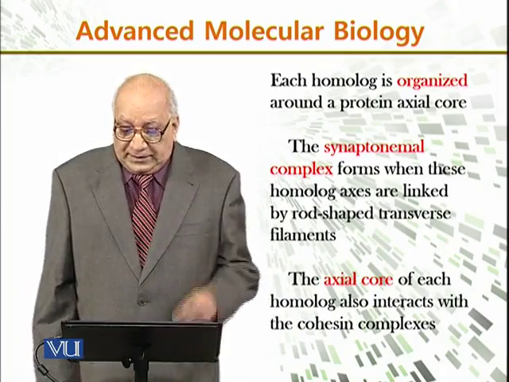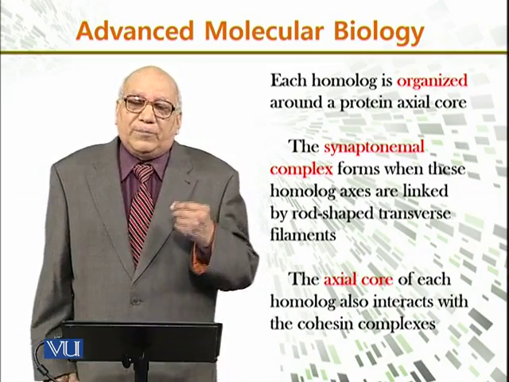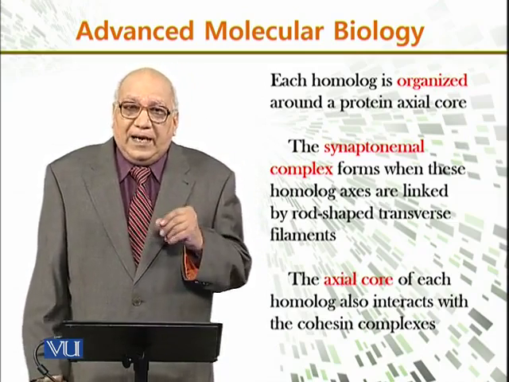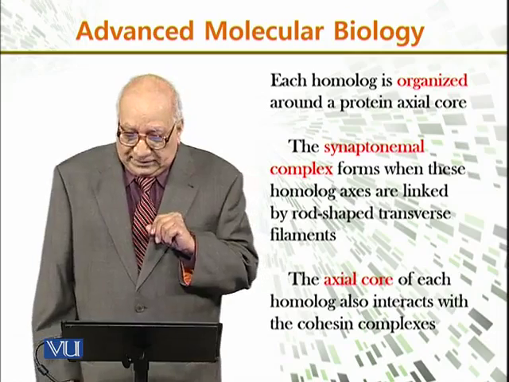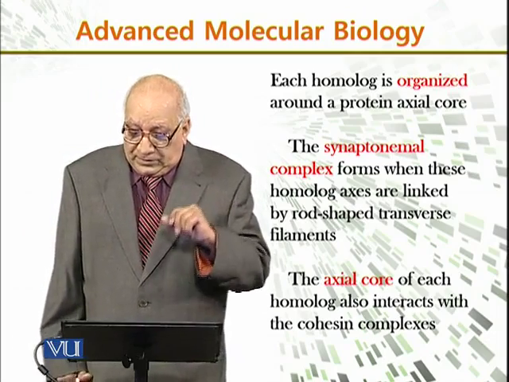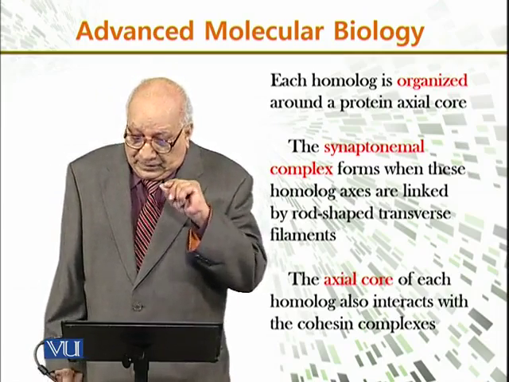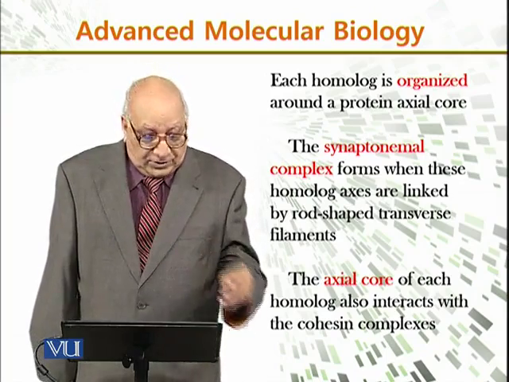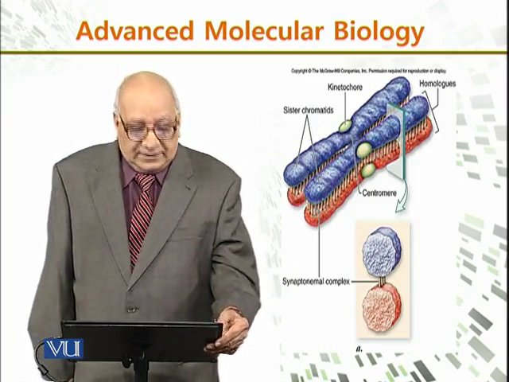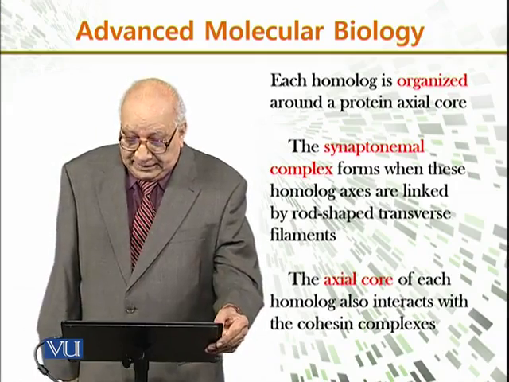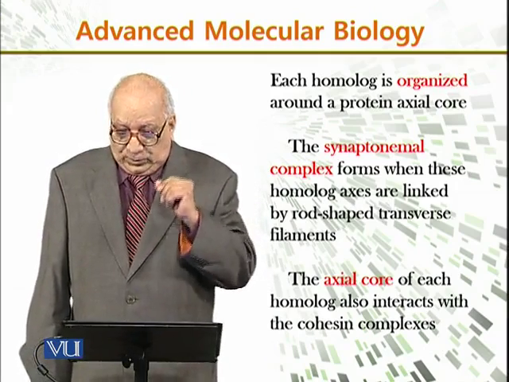Now each homolog is organized around a protein axial core. Remember, again the proteins are very important, and they make an axial core, an axis around which they are joined. The synaptonemal complex forms when these homolog axes are linked by rod-shaped transverse filaments, as I showed earlier, and they are joined by that. The axial core of each homolog also interacts with the cohesin complexes.